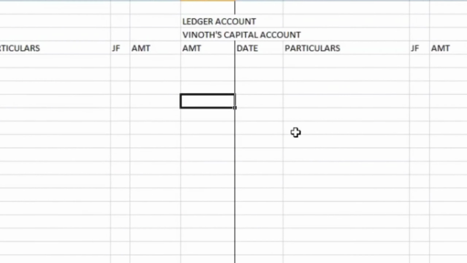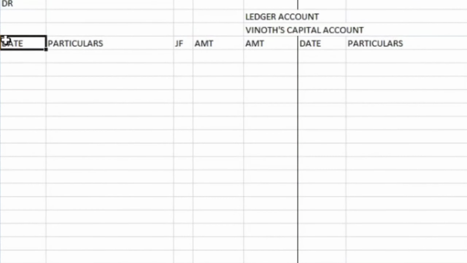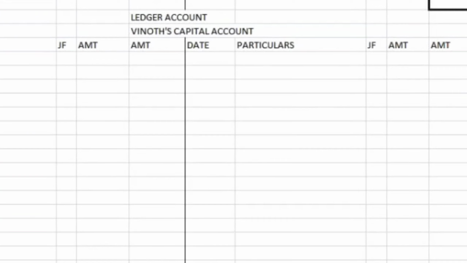So there we got the ledger account format. Start with the heading, ledger account, and this has to be written in the middle of the double side page. Then write Vinod's capital account. The format on the debit side is date, particulars, journal folio, amount, and the same on the credit side also, that is again date, particulars, journal folio, amount.